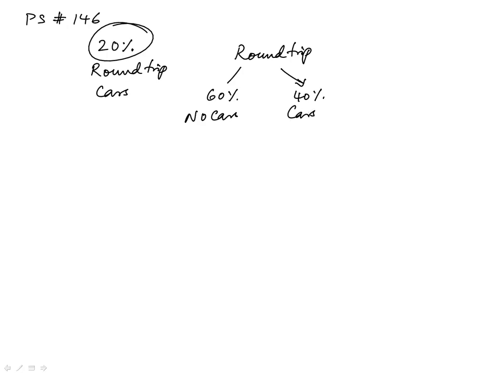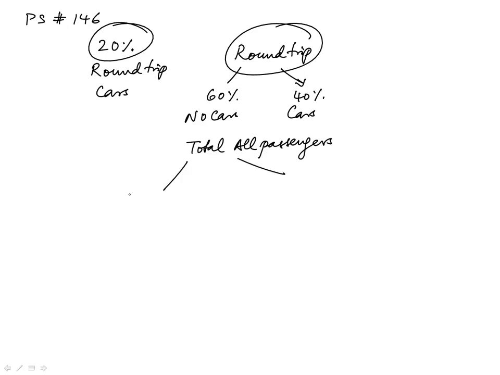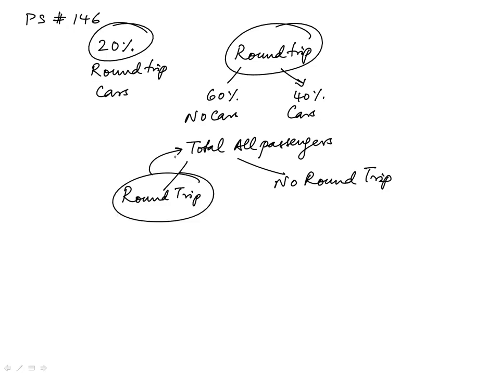The question is asking what percent of the ship's passengers, meaning this, as a percentage of the total. So I usually do these problems with a tree. So let's say this is the total, all passengers. And so I have people who held round-trip tickets, and this is no round-trip. And I need to find this category as a percentage of all passengers.